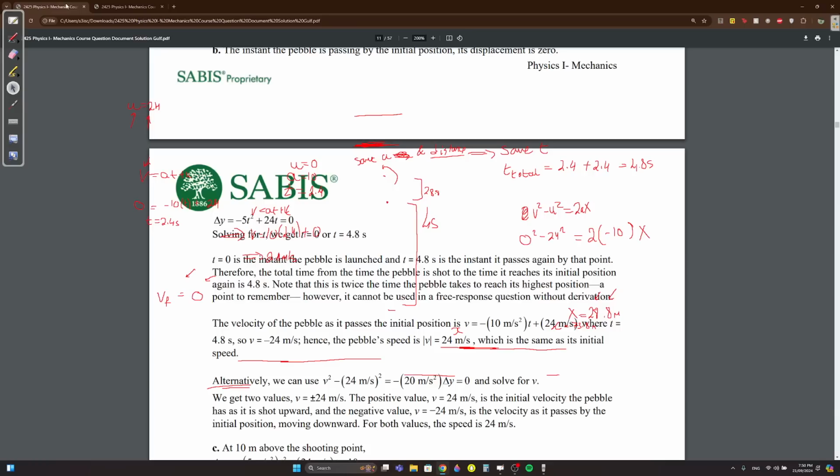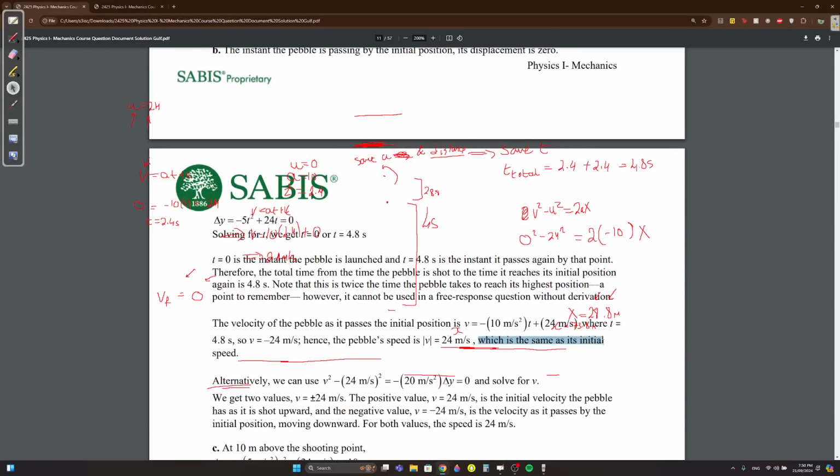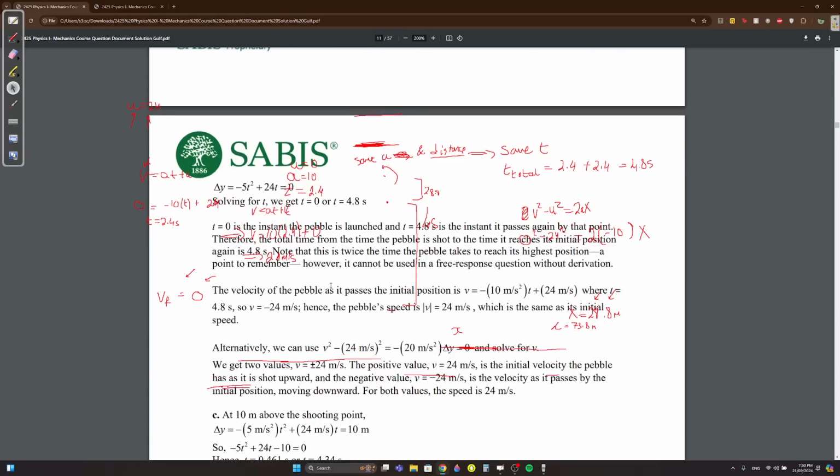What can you deduce? I think what they meant by what can you deduce is that it's the same as the initial speed. Let me see what they said. t equals 0 is the instant the pebble is launched, and t equals 4.8 is the instant it passes that point again. Therefore, the total time from when the pebble is shot to when it reaches the initial position again is 4.8. Note that this is twice the time the pebble takes to reach the highest position. A point to remember. However, it cannot be used in a free response question without derivation. Okay, forget about this.